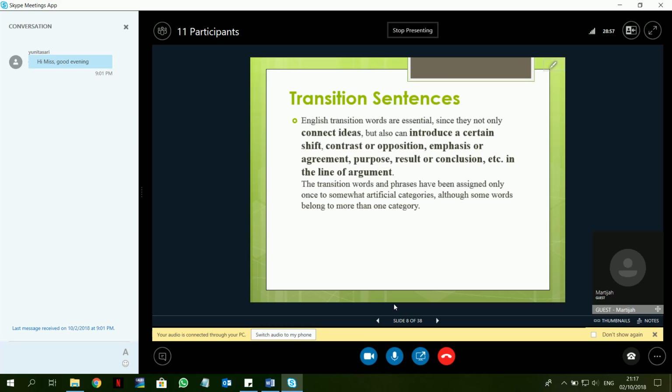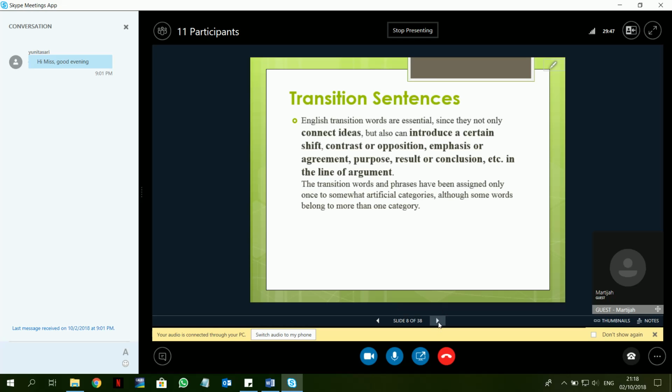The transition sentences. For these transition sentences, English transition words are essential since they not only connect ideas but also introduce a certain shift, contrast or opposition, emphasis or agreement, purpose, result or conclusion in the line of argument. Jadi transition sentences itu artinya kalimat-kalimat yang itu menunjukkan degree of changing, perubahan-perubahan. The transition words and phrases have been assigned only once to somewhat artificial categories, although some words belong to more than one category.